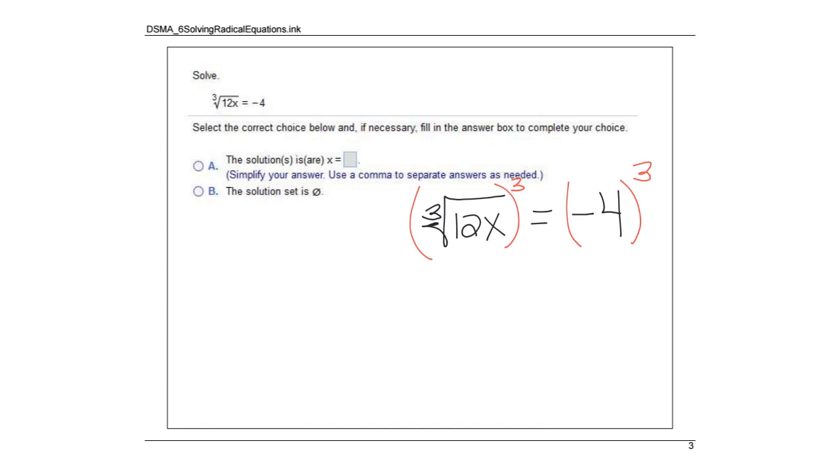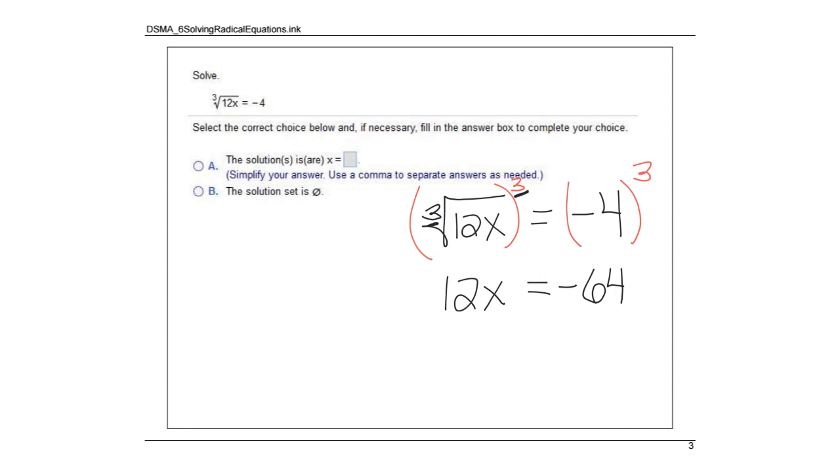All right, so we're good to go over here on the left-hand side. We have an index of 3. We have an exponent of 3. So those are going to undo each other. They're inverses. And that's going to leave me just with the 12x, the radicand underneath. On the other side, if you pop that into your calculator, you're going to get negative 64.